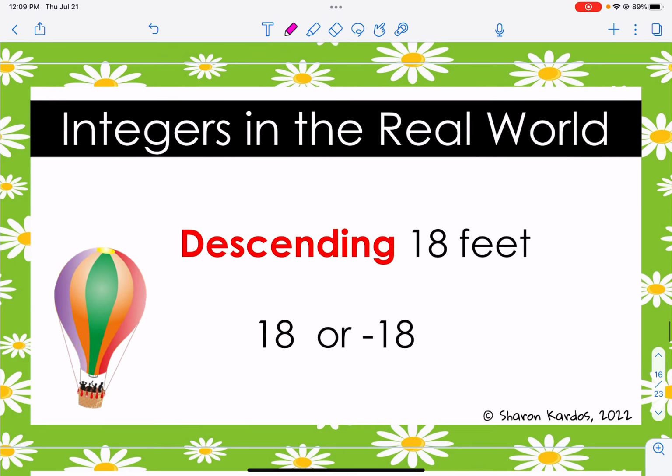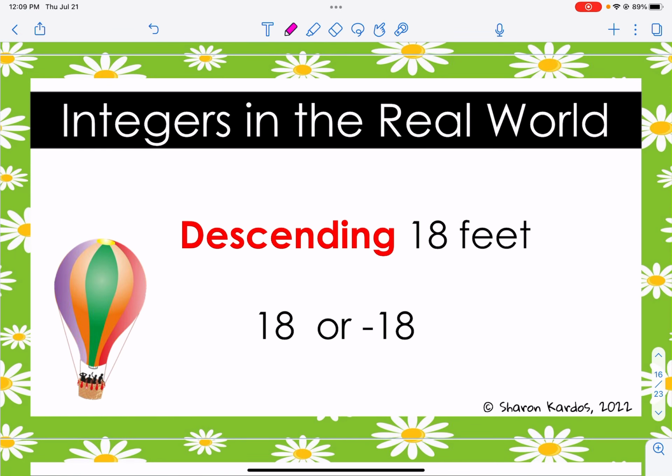The opposite of ascending would be descending. So I'm there in my hot air balloon. I'm going down in my hot air balloon towards the earth. So we're going to consider that to be negative, -18 feet.